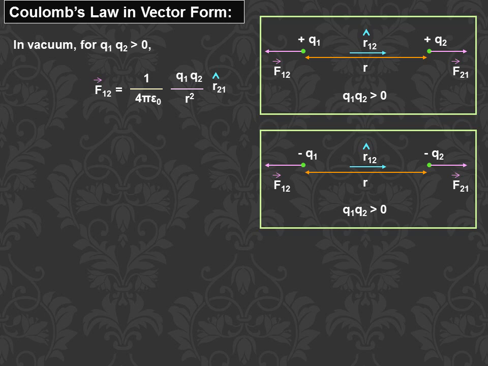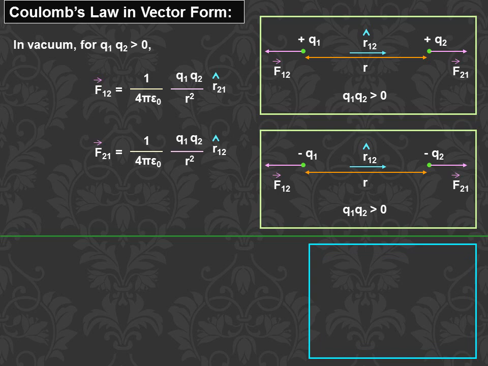This R21 is the unit vector which is in the opposite direction to the force existing there. It means in the opposite direction of F12. In a similar manner, F21 is equal to 1 upon 4 pi epsilon naught Q1 Q2 by R square R cap 12.